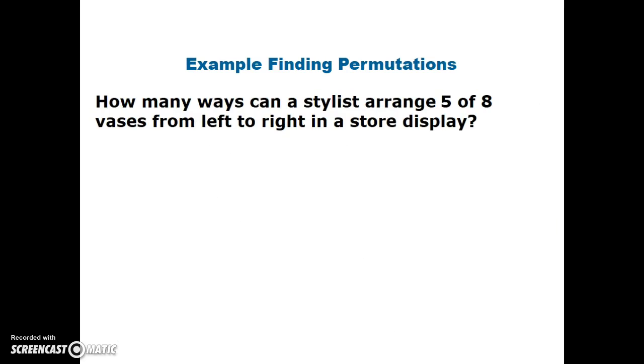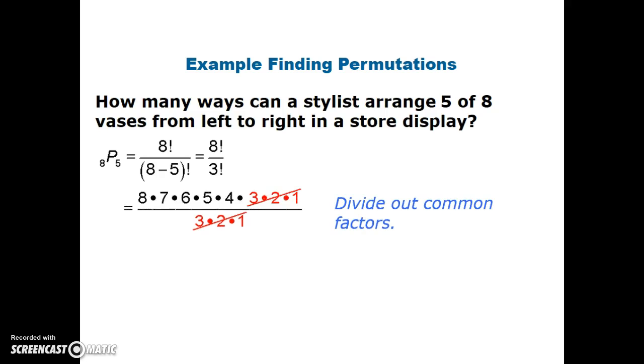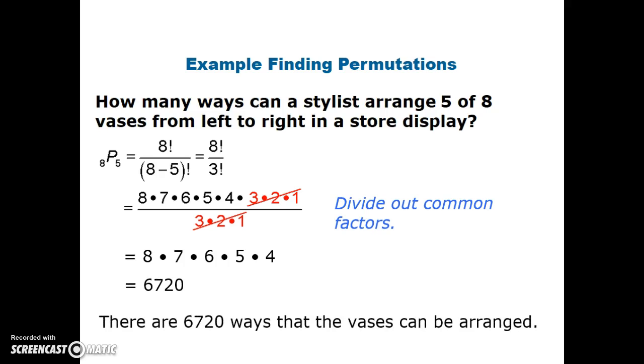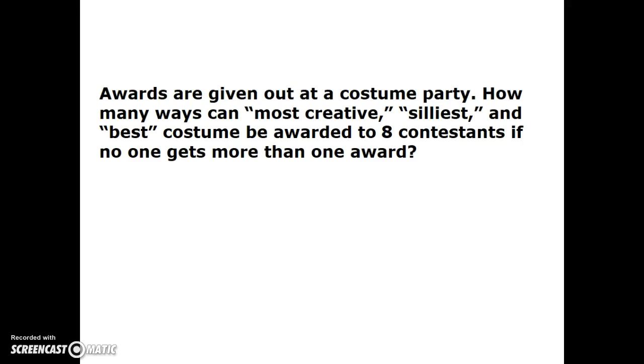How many ways can a stylist arrange 5 of 8 vases from left to right in a store display? Well, 8 is N and 5 is R, so we plug that into our permutation formula. That's 8 factorial over 3 factorial, and that is 6,720 ways that the vases can be arranged. So it's a group out of a total, and the group is R and the total is N.